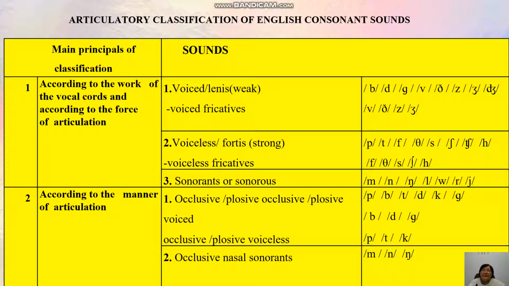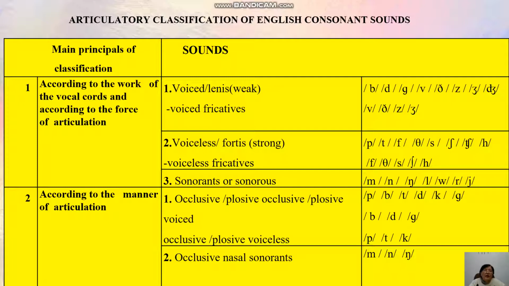Now second, voiceless, fortis or strong. P, T, F, S, Sh, Ch, H. Sonorants or sonorous. W, R, Y. According to the manner of articulation: occlusive, plosive, voiced; occlusive, plosive, voiceless.